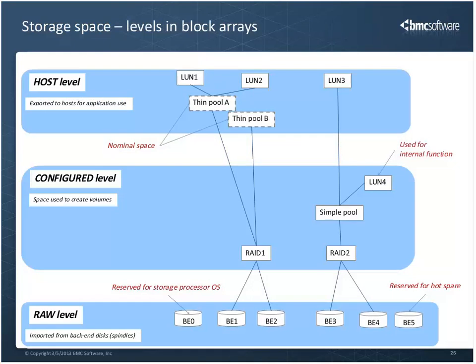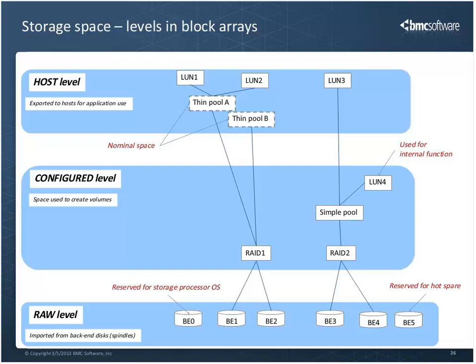So here's an illustration of the storage space levels within block arrays. At the host level, when you say how much capacity is allocated, you would look at a thin pool that has so much space available to expose to hosts. So thin pool A and thin pool B have this much nominal space that they could allocate. But in fact, it is based on a smaller amount of space on the RAID 1 and the configured level. That's the space that's actually used to create volumes when somebody creates volumes. So if you add up LUN1 and LUN2 at the top, they might together be even more than what's available in RAID 1 alone.